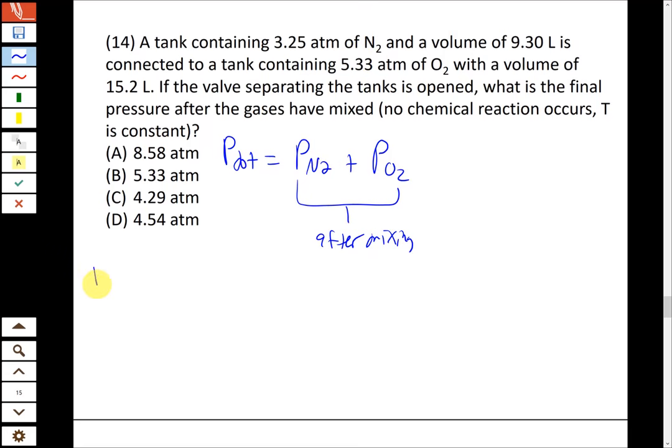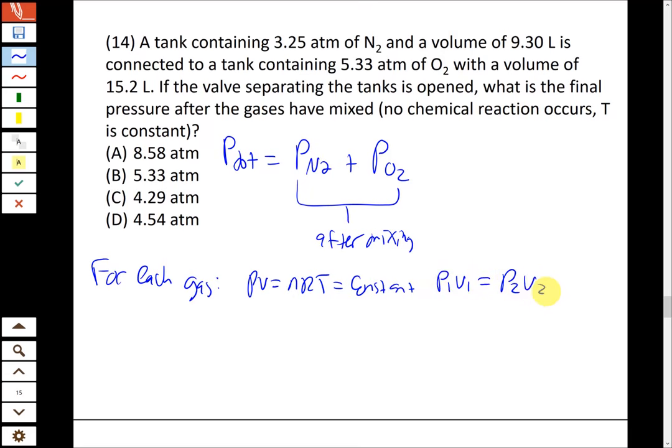So for each gas, what we're going to do is set up sort of a Boyle's law problem, because for each gas, the volume is changing when we mix them together. Once they mix, they're able to occupy the total volume, and then we have to figure out what the new partial pressure would be. So for each gas, we're going to start with PV equals nRT. The number of moles and the temperature for that gas are all staying the same, so these are constant. Which means that for each individual gas, nitrogen and oxygen, P1V1 equals P2V2, so we're going to set it up as Boyle's law. We're going to find the final pressure, P2, for each gas, which is going to be P1 times V1 over V2.